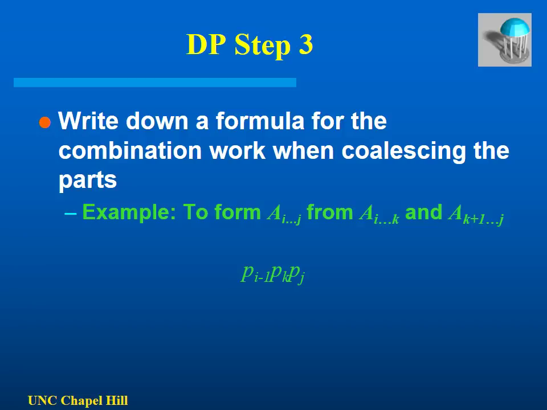In our example, we have to coalesce A sub i..k and A sub k+1..j to form A sub i..j. And we know that A sub i..k is p sub i-1 by p sub k, and A sub k+1..j is p sub k by p sub j, and thus the combination work is the product of p sub i-1, p sub k, and p sub j.